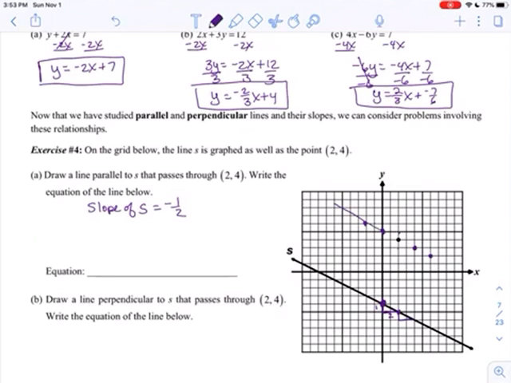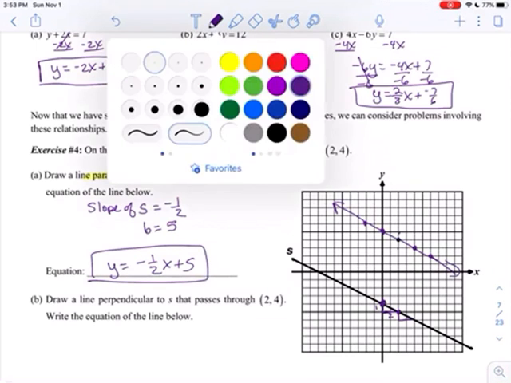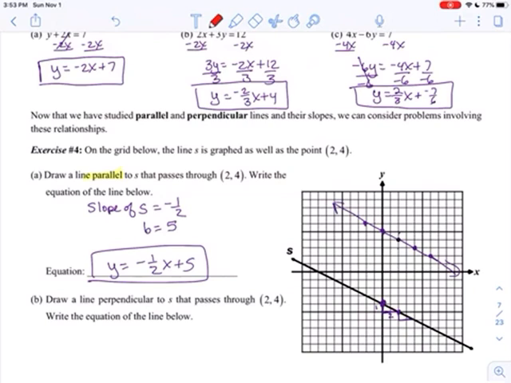Okay, when I draw that line, because in order to write the equation of a line, I need not only the slope, but I need the y-intercept. So now you can see my y-intercept is 5. All right, and I'm going to write my equation. So my y-intercept is 5, and my equation is y equals negative 1/2 x plus 5. Okay, it's parallel, it has the same slope, so I keep that slope of negative 1/2, but I have a y-intercept of 5.